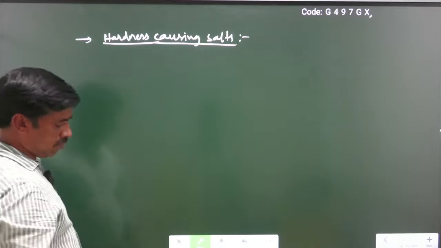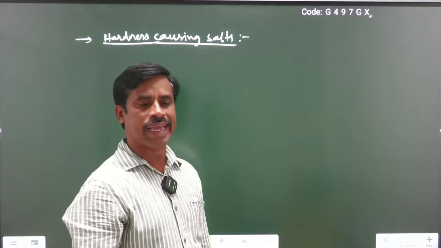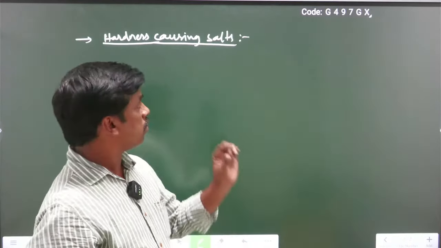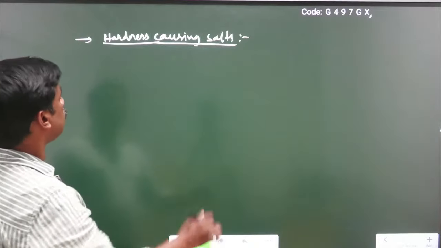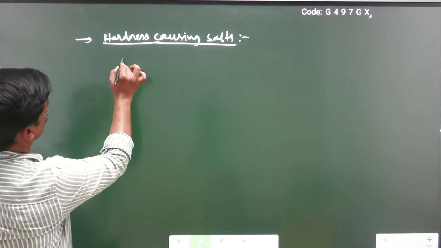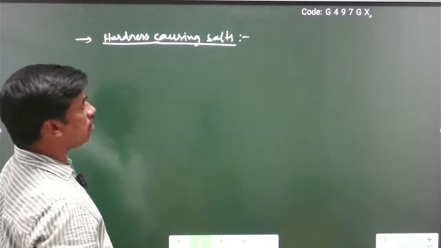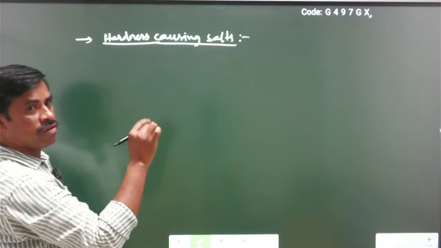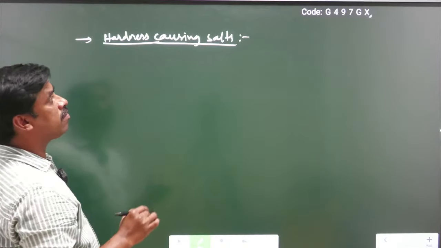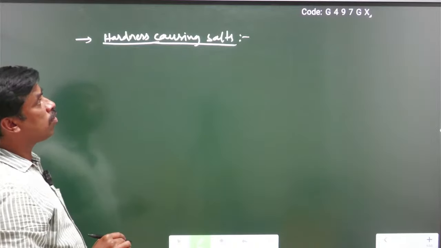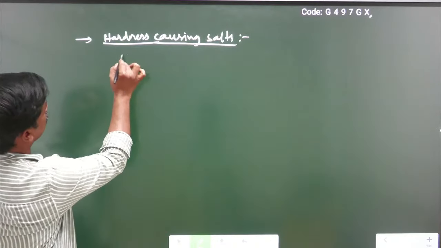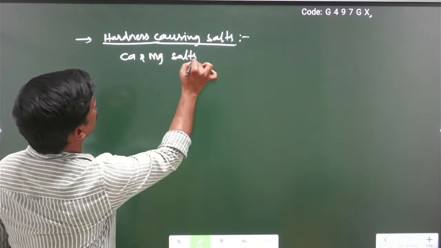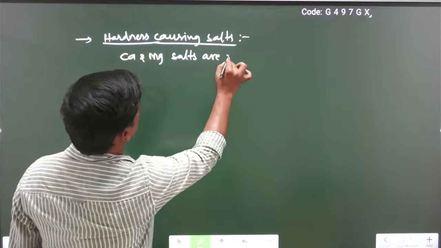What are the salts causing or responsible for hardness? The following salts cause hardness: bicarbonates, chlorides, sulfates and nitrates of calcium and magnesium are responsible for hardness. Here calcium and magnesium salts are responsible.